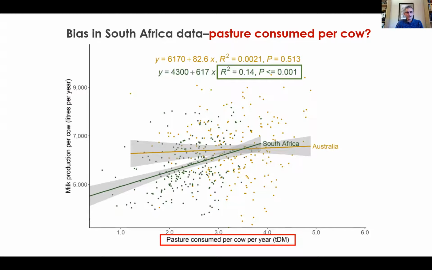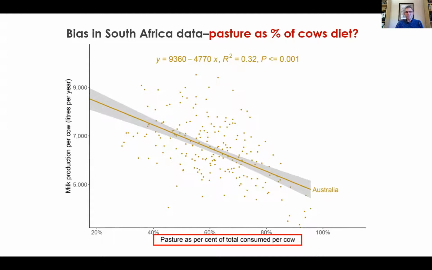You did hear me correctly, and yes, it is the opposite of what most, if not all of you would expect, in that the South African data has a positive correlation between increasing pasture consumed per cow and increases in milk production per cow. This is a good time to remind you that if you cannot causally explain a correlating relationship, then you should dismiss and ignore the correlation.